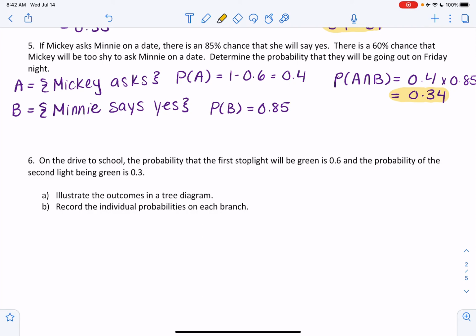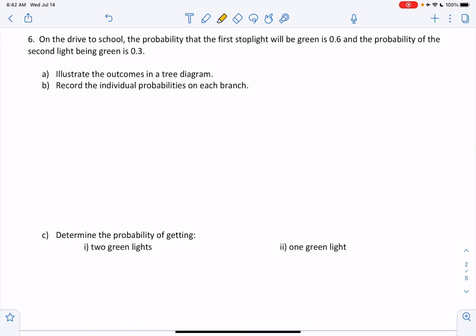Right, last example. On the drive to school, the probability that the first stoplight will be green is 0.6, and the probability of the second light being green is 0.3. First, we'll illustrate the outcomes in a tree diagram. So, for the first stoplight, it could be red or green. So my probability of the first one being red is 0.4, and the probability of it being green is 0.6. I just got that from here.